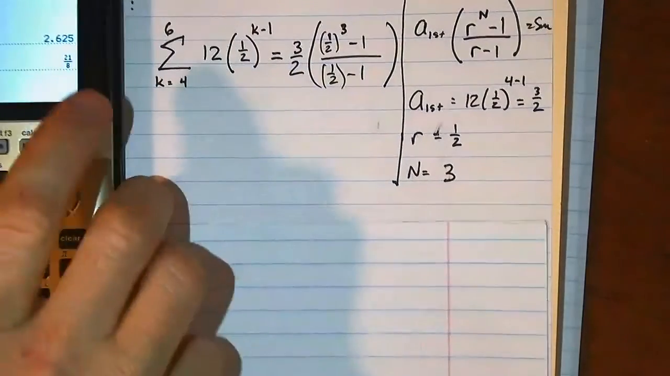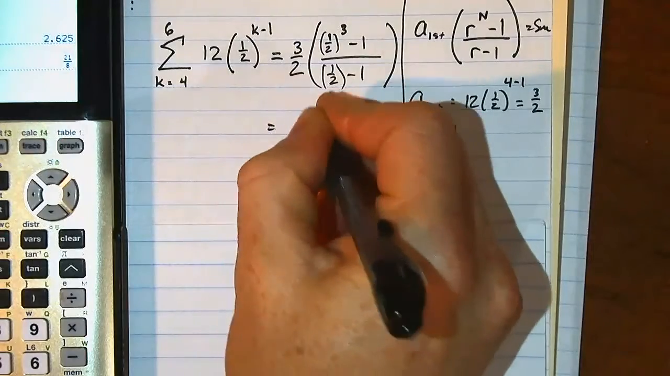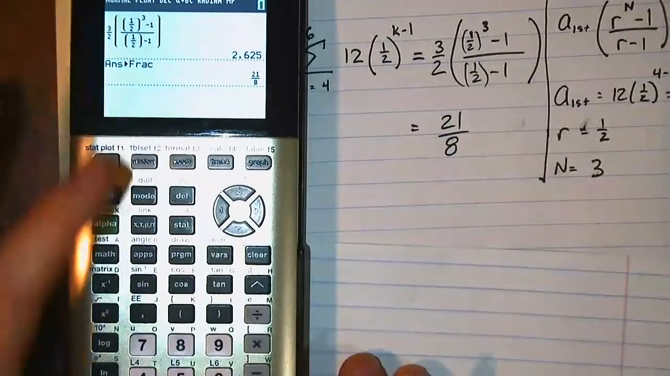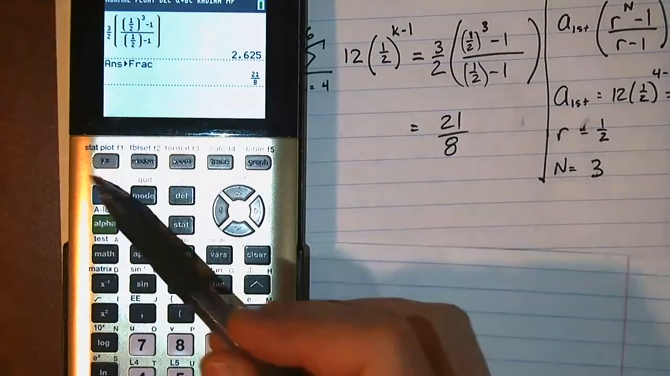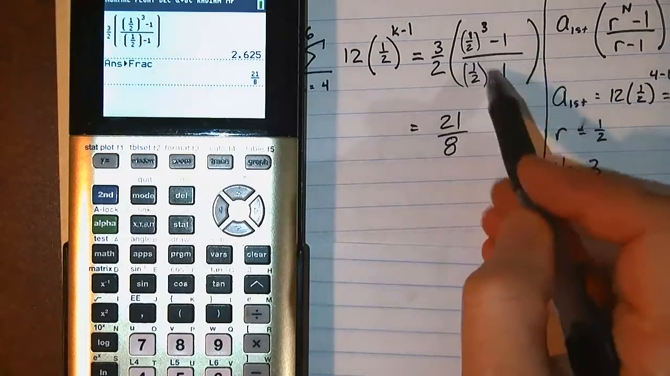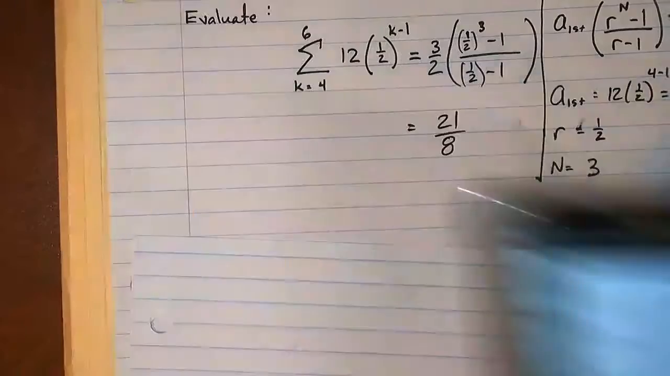Okay, so in this case, we end up with a final answer of 21/8. Now, again, I chose to type that all in as one great big fraction. And you can do that if you want to using the alpha y equals button. Or like we did in the last video, you can use order of operations to figure this out piece by piece. All right, so there's our first example.